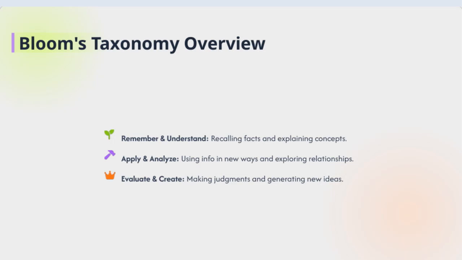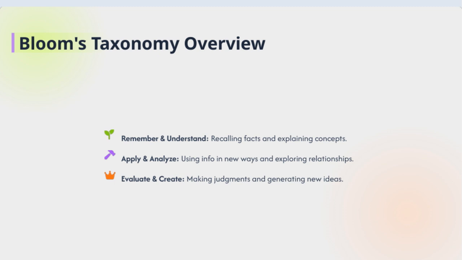Let's take a closer look at Bloom's taxonomy overview. On this slide, we see 3 key levels of cognitive skills. First, we have evaluate and create, which involves making judgments and generating new ideas. This is about critically assessing information and then using that insight to develop original solutions or concepts. Next, there's apply and analyze. Here, we use information in new ways, exploring how different ideas relate to each other.